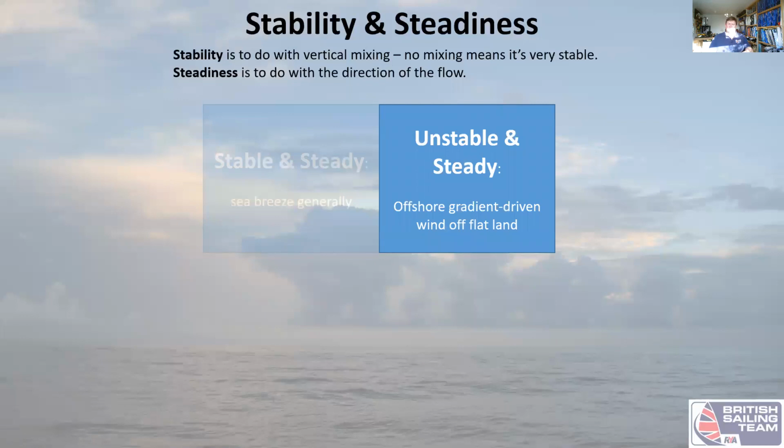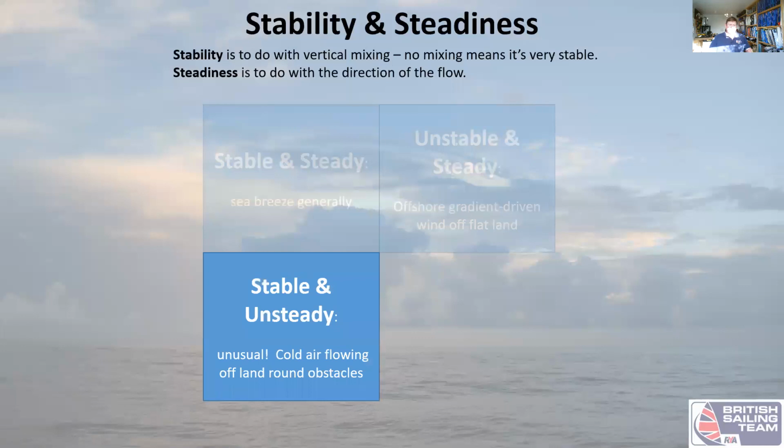You can have an unstable but still steady wind, and what that is, the direction is pretty much the same the whole way through, but there's a much bigger difference between the gust and the lull. Now, a good example of that would be a gradient wind coming offshore, coming over flat, quite hot land, then getting onto the sea, because the direction would be fairly steady, but because it's going over a hot and increasingly hot during the day surface, you'll have much more vertical mixing. So you'll have gusts coming down, and it'll be all much more chaotic.